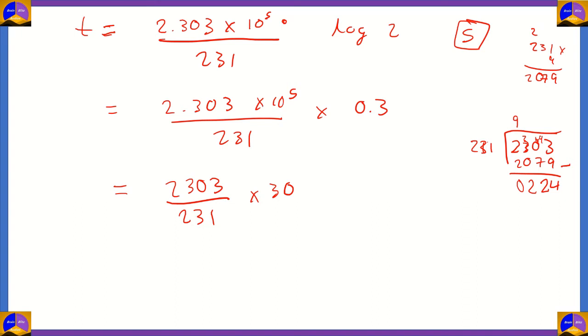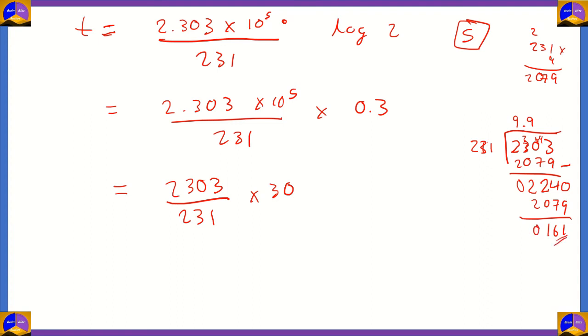Now 231 does not go into 224, so we put a point there. So now we can add zeros. So this becomes 2240. Again, 231 times 9, so 9.9. And then you would put in 2079, so 10 minus 9 is 1. 13 minus 7 gives you 6. 1 minus 0 is 1. And 2 minus 2 is 0. So you get 161 as the remainder.